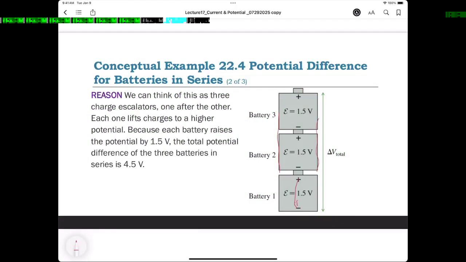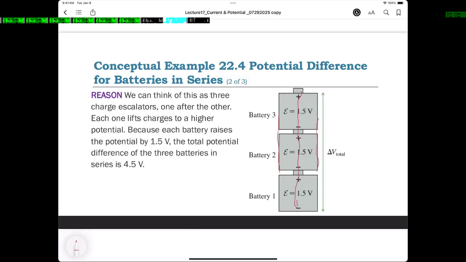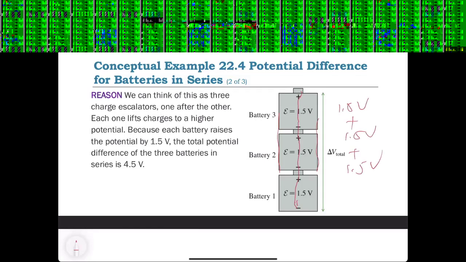You can just consider it as a whole, like the charge is lifted from here to here, from here to here, from here to here. The potential difference will be 1.5 plus 1.5 plus 1.5. So the total potential difference of the three batteries in series is 4.5 volts.